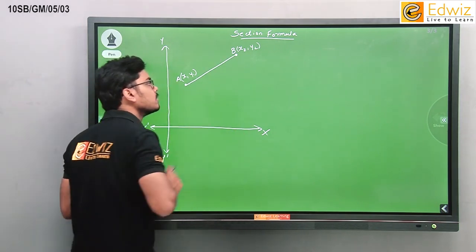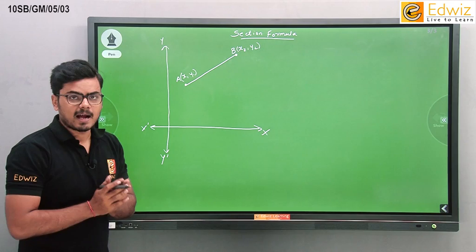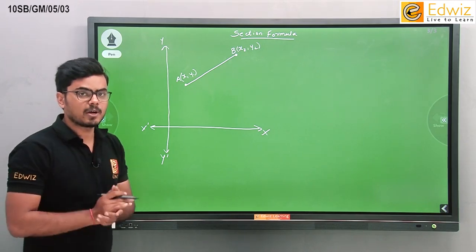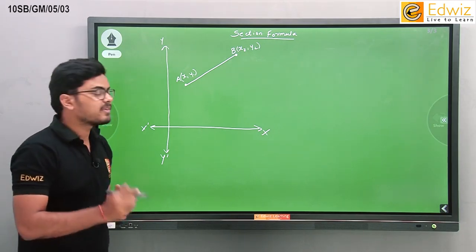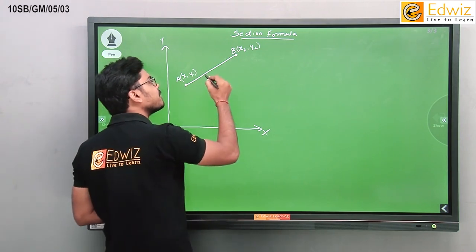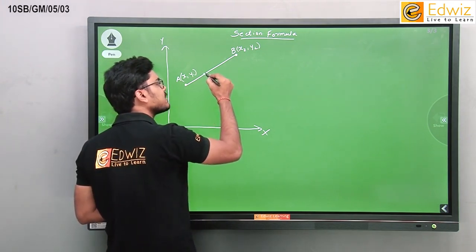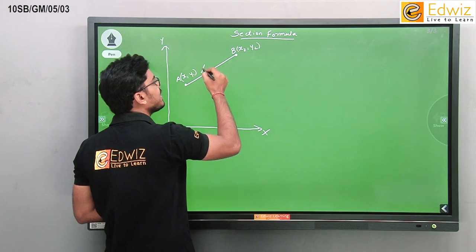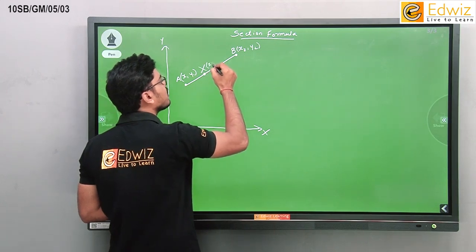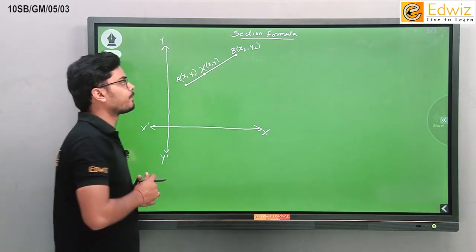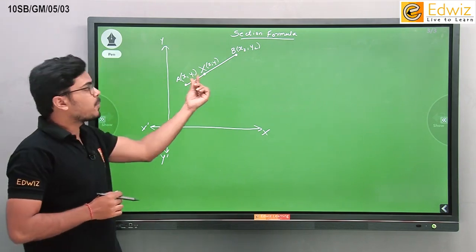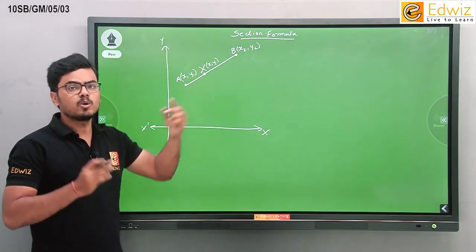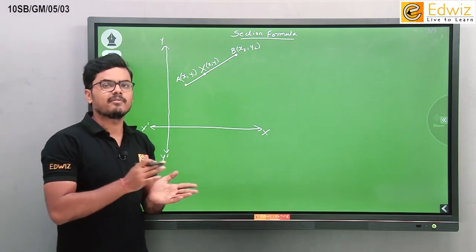from here to here, okay, and I'm telling you that there is a one more point between A and B, okay, which is dividing the line joining A and B into two parts. Suppose this is the point, okay, point X. We don't know the coordinates, so I'll write X comma Y. Okay, now this point is dividing the line in two parts. It can be any two different parts.